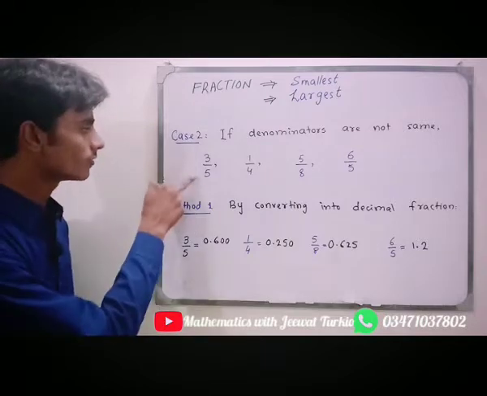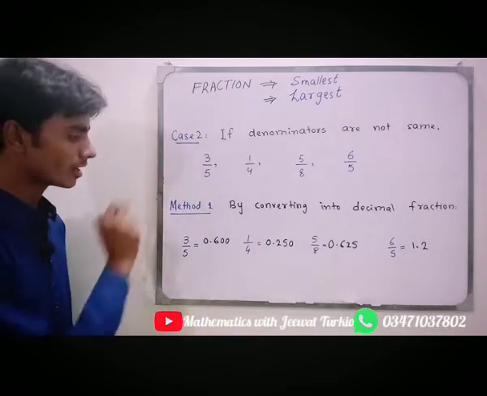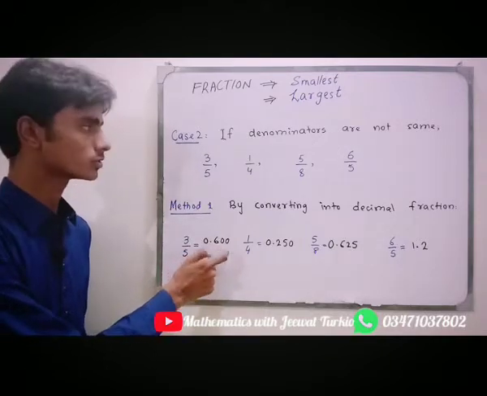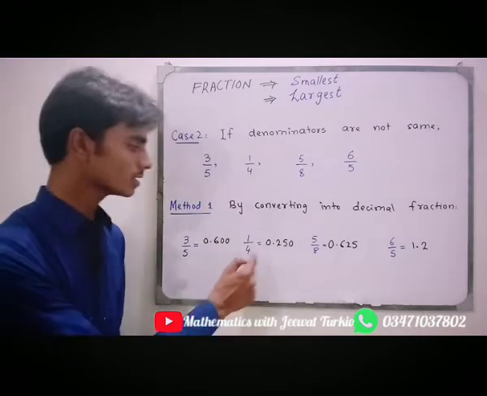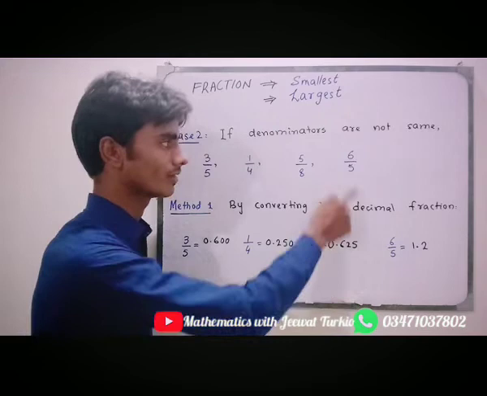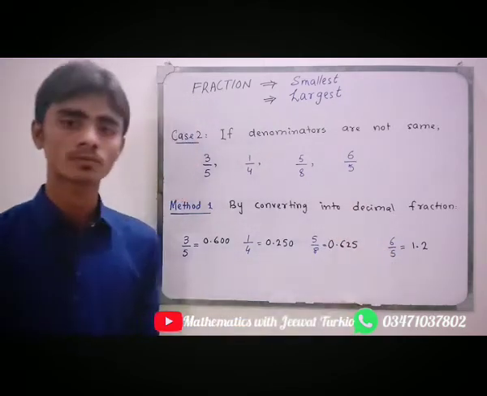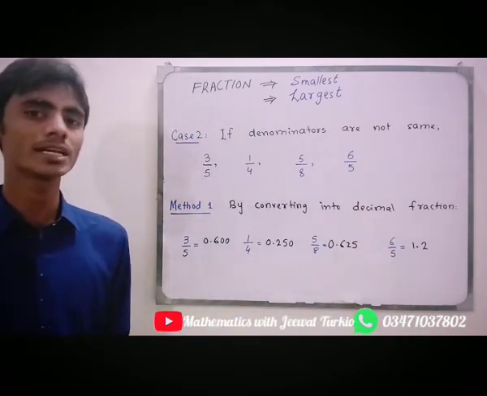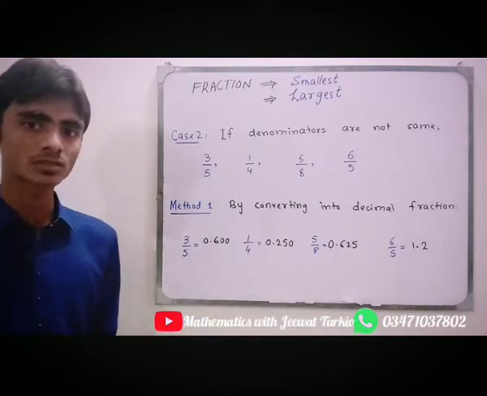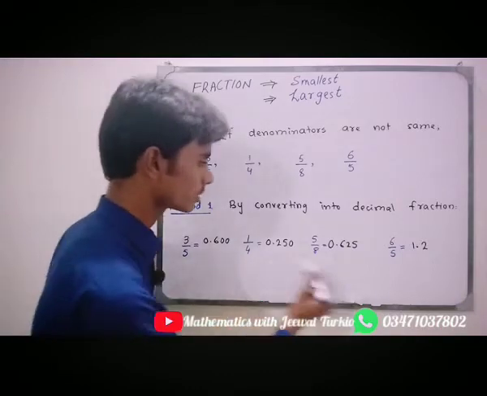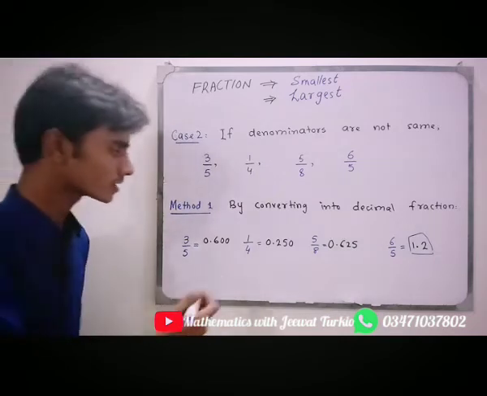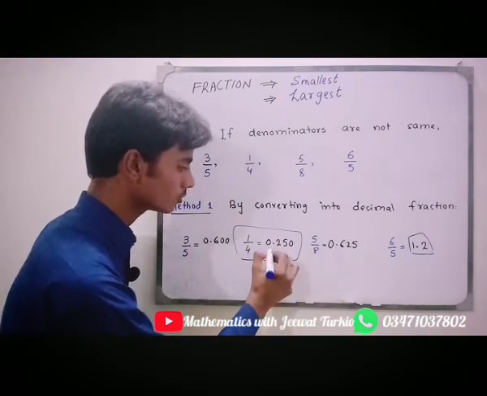So simply, 3 by 5 is 3 divided by 5, which is equal to 0.600, and 1 divided by 4 is 0.250, 5 by 8 is 0.625, and 6 by 5 is 1.2. So now we can simply identify which is the greatest fraction and which is the smallest fraction. Obviously, from all of these, 1.2 is the greatest fraction, and in the same way the smallest fraction is 1 upon 4, that is 0.250.